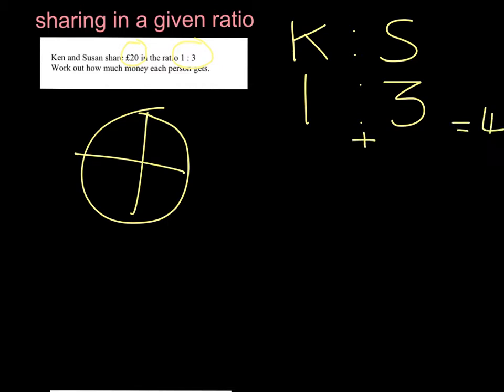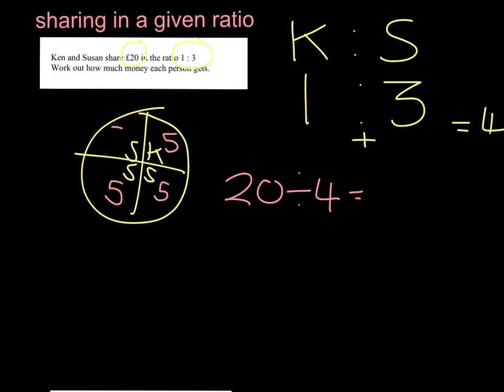For every 1 that Ken gets, I can put a little K in Ken's piece. Susan gets the other 3. So, if we need to share out the £20, 20 divided by all those 4 pieces, if you just know the answer, you can just pop it in. Other than that, you can think about it, do your pizza division, 5 in each piece, 5, 10, 15, 20, because 20 divided by 4 is 5.